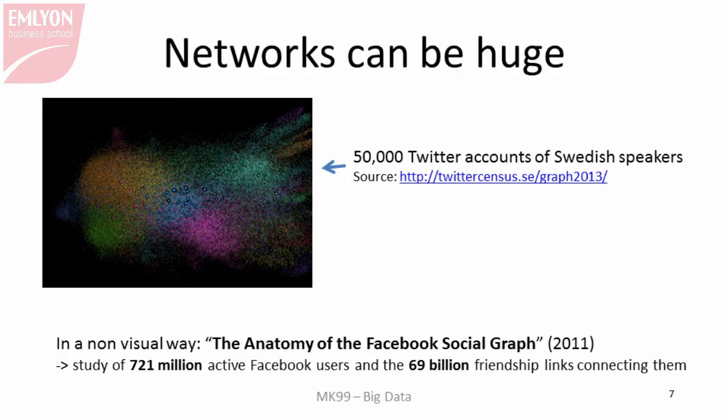And to leave the visual approach a bit on scale, when you don't display networks on screen, when you just store them on computer and number crunch them on computer, well, one of the biggest networks I've ever heard of is the one on Facebook, where researchers in 2011 made computations, or tried to describe the network of Facebook users. So it's 700 million active Facebook users connected by 69 billion links. That's quite humongous to analyze. So networks can be huge.